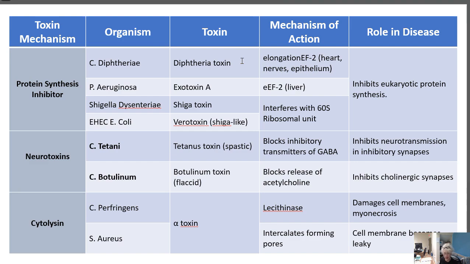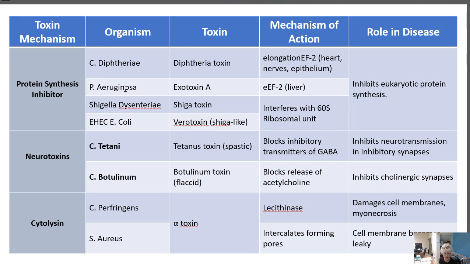The diphtheria toxin's mechanism of action is the elongation factor 2, and it works on the heart, the nerves, and the epithelium. It also inhibits eukaryotic protein synthesis. We're eukaryotes. Bacteria are prokaryotes. They don't have a nucleus.